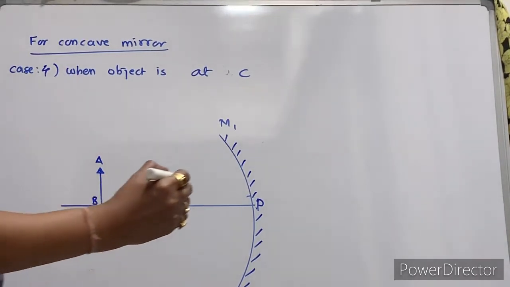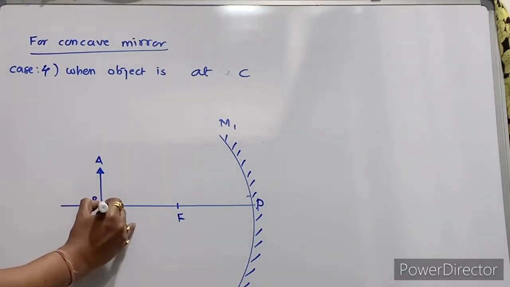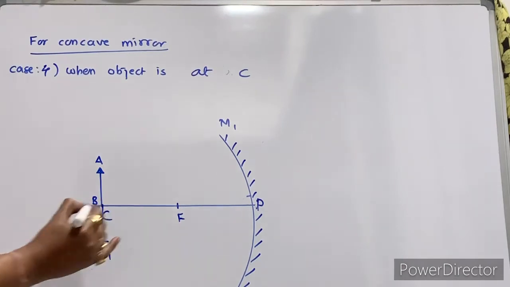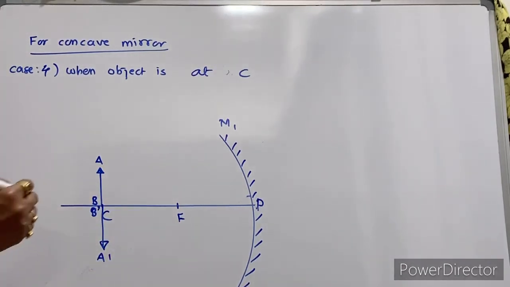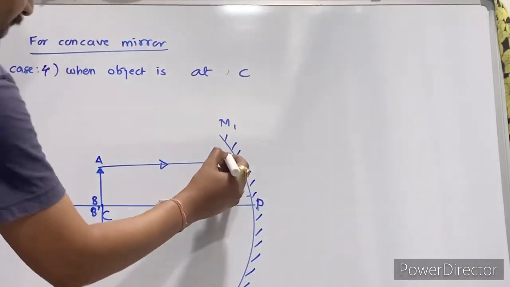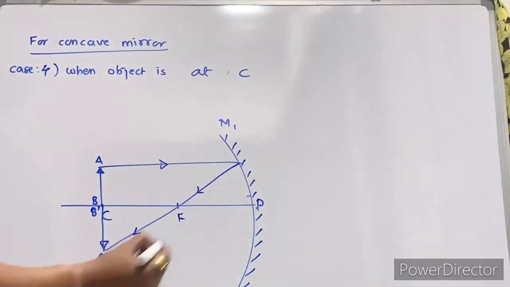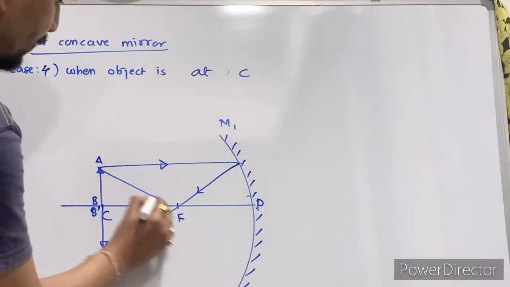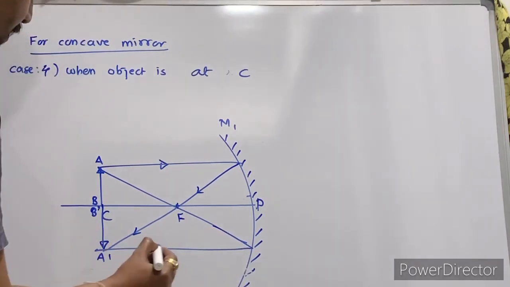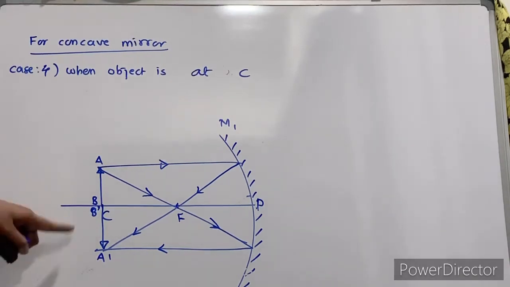I know that when the object is placed at C, the image is also formed at C. So I will take the image of the same height, that is A dash, B dash. I will join this part. These two rays are parallel to the principal axis. They will pass through the focus and meet here. Similarly, the second ray will pass through the focus, and after that it will meet somewhere here. So this is the image formed.